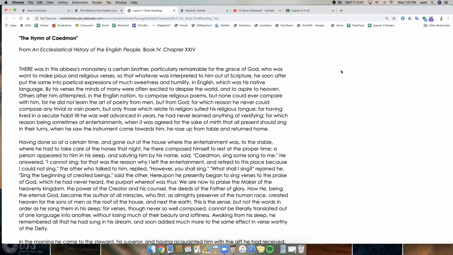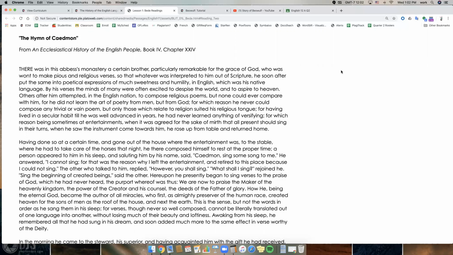There was in this abbess's monastery a certain brother, particularly remarkable for the grace of God, who was wont to make pious and religious verses, so that whatever was interpreted to him out of Scripture, he soon after put into poetical expressions of much sweetness and humility in English, which was his native language.